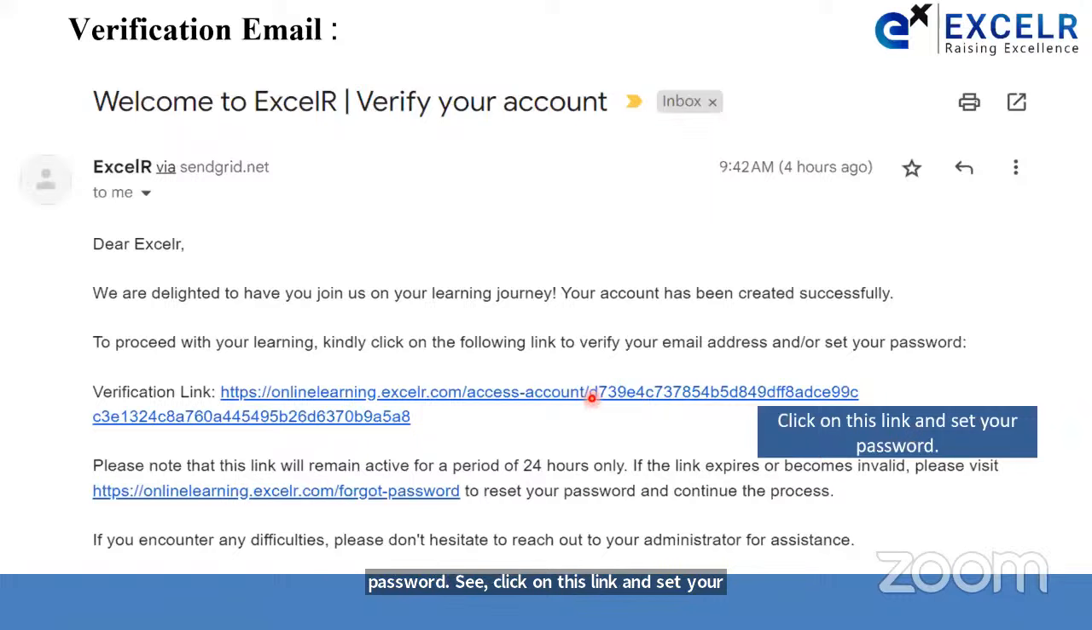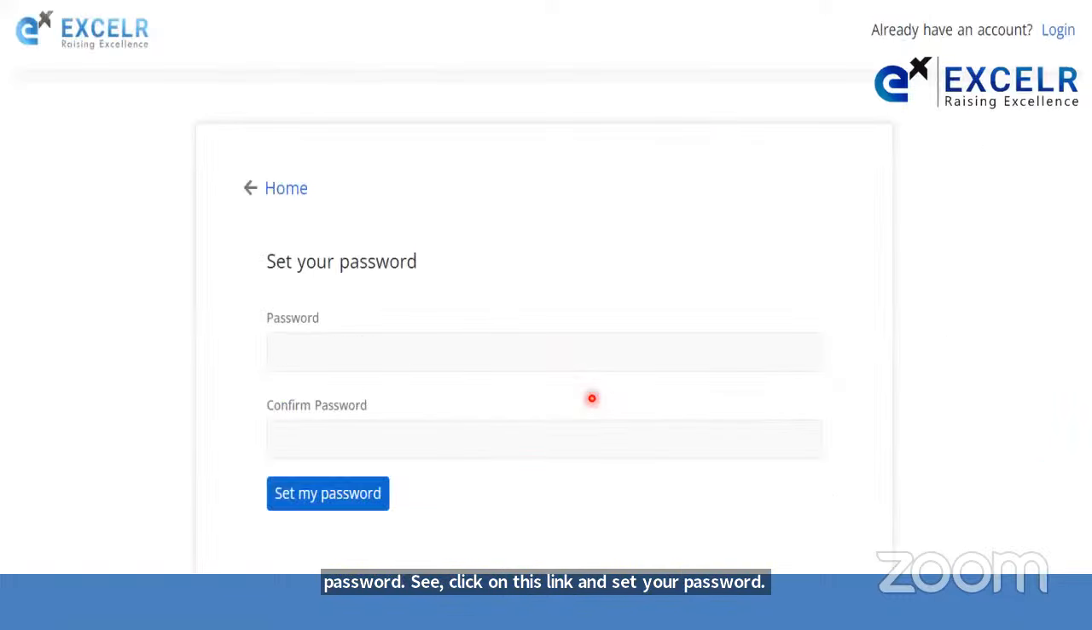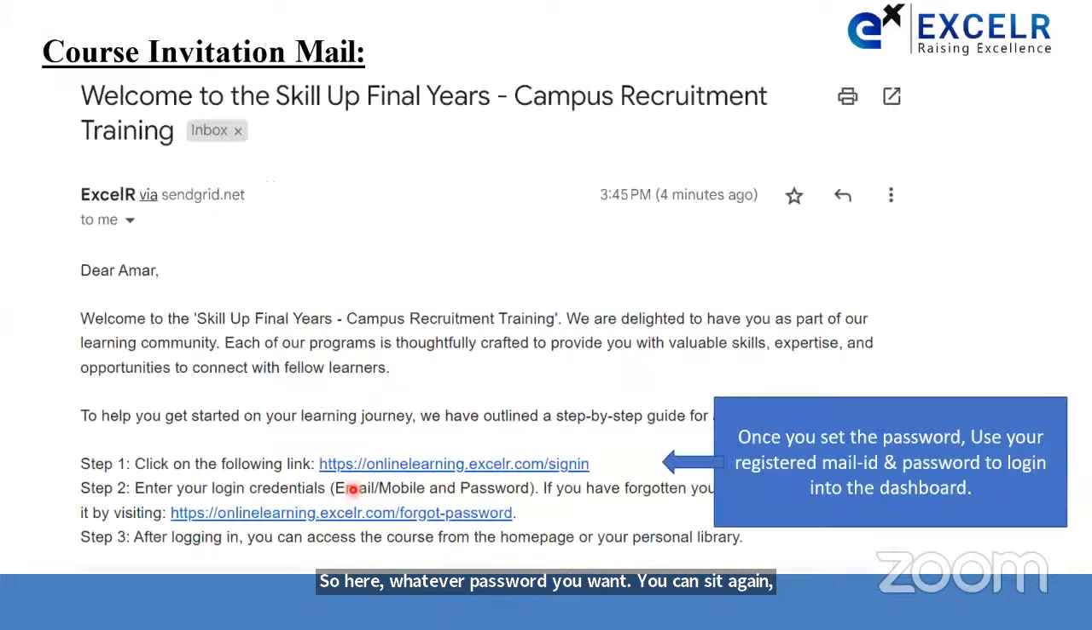If I click on this link, it will take me to the next page, which is to set a password. Here, whatever password you want, you can set. Type it again in the confirm password field and set your password. Once you're done with setting the password, you have to open the second email. The second email is the course invitation mail for the particular classroom: Welcome to SkillUp Final Year Training Program.